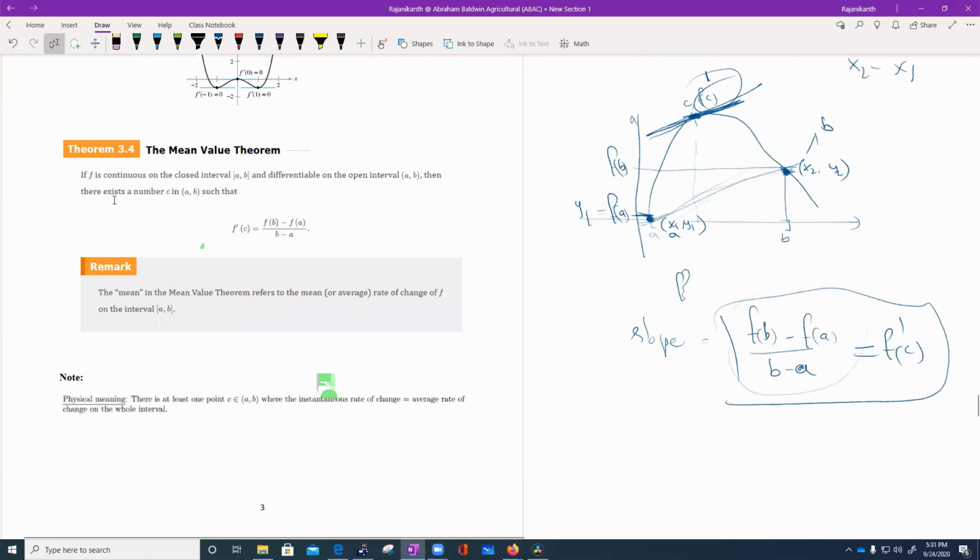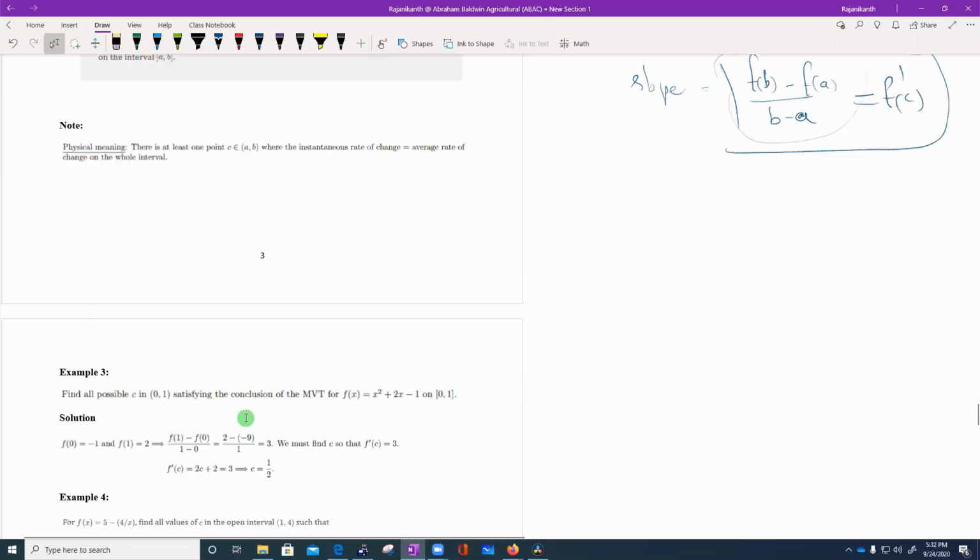Again, there are two conditions to be satisfied if you want to use the mean value theorem. First of all, the function should be continuous on that closed interval, and the function should be differentiable on the open interval. Then you can always find one point C in the open interval such that the slope of the derivative function is equal to the slope of the secant line between B and A. So our task is to find such a point C. So go back to the problem.